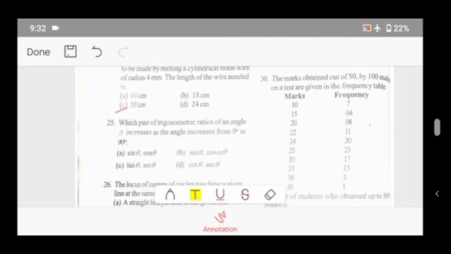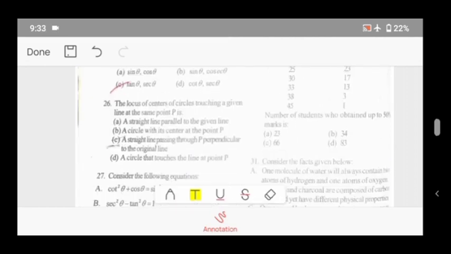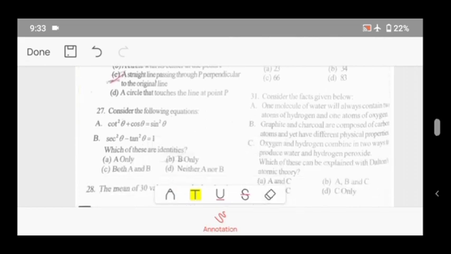Now, which is the pair of trigonometric ratios? The trigonometry chapter, I know it's so hard. I have learned it. So 25. If you have learned all the sine theta, tan theta, then you will know it's easy for you. So the answer of this is C. Okay. Let me mark for you. Okay. Now 26: the locus of the center of a circle touching a given line at the point P. So the answer will be C. Okay, C.